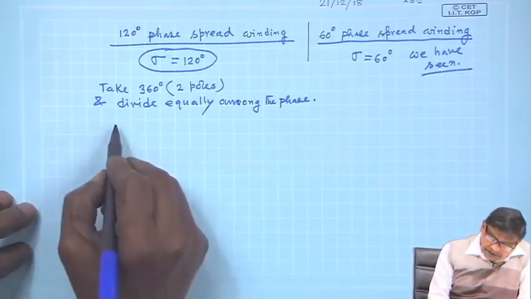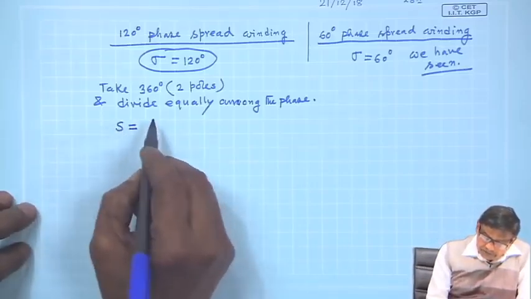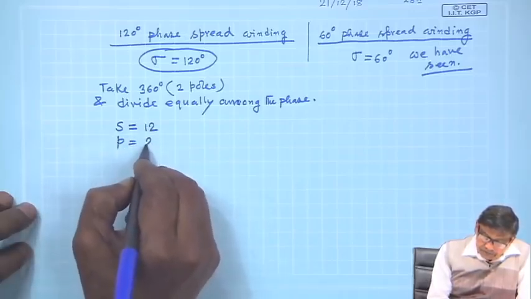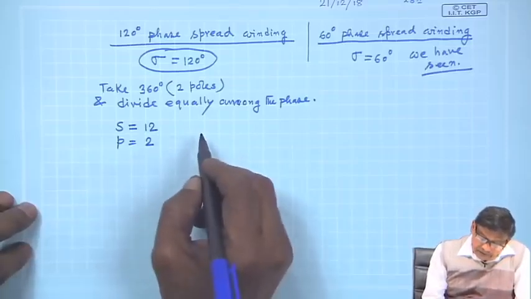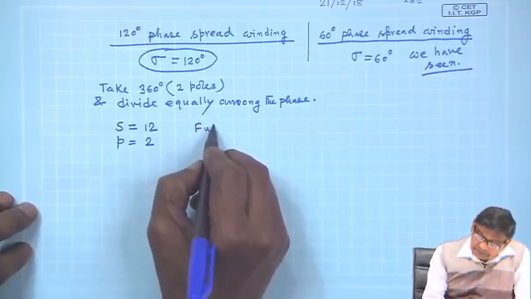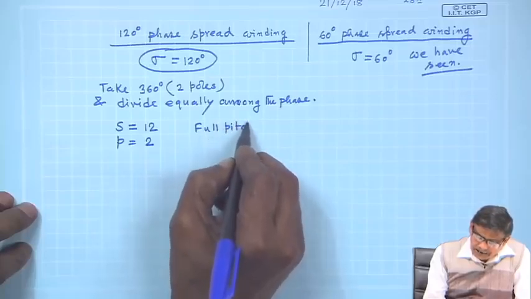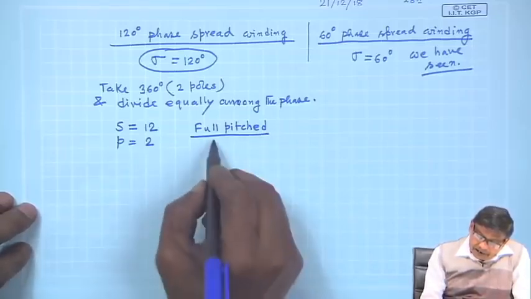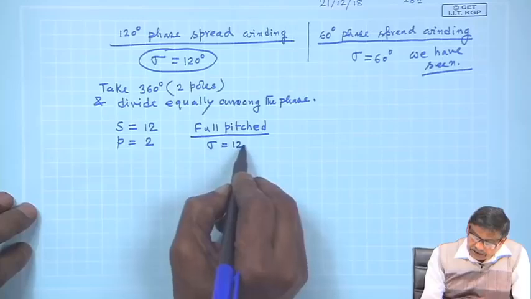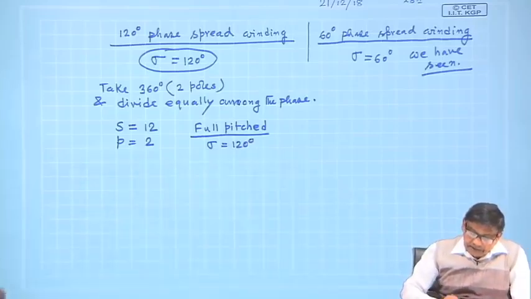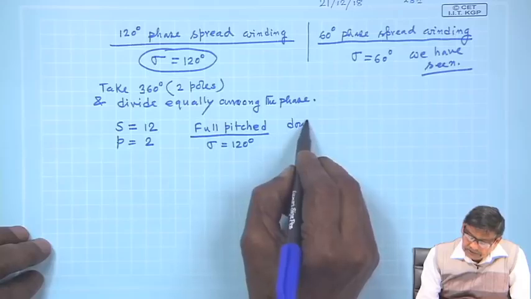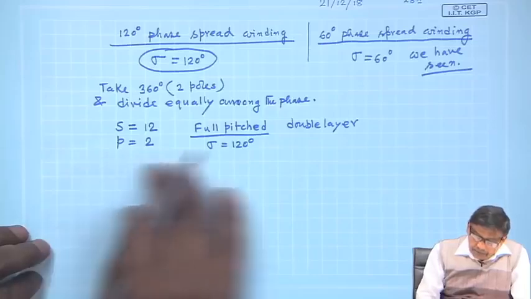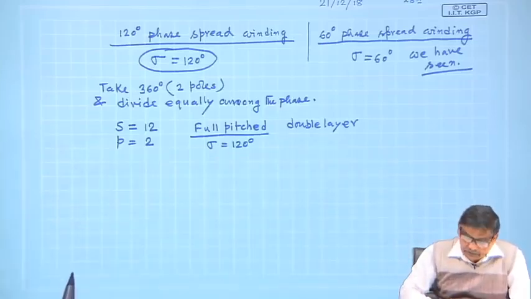For example, let us take S equal to 12, P is equal to 2, and I ask you do a full pitched winding, because I know how to tackle short pitched. So, take full pitched winding, but the winding should be sigma equal to 120 degree. That is the thing, and double layer it is, always double layer. These are the inputs given to me, and I have to make a winding table for this one.